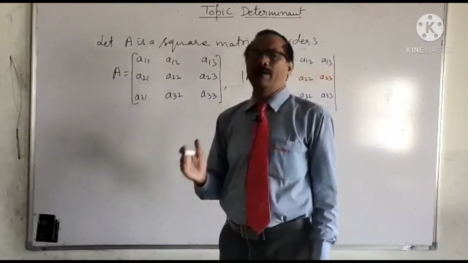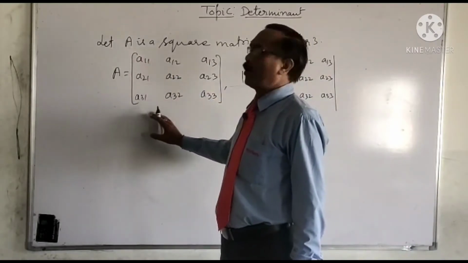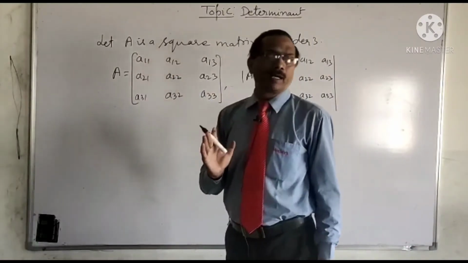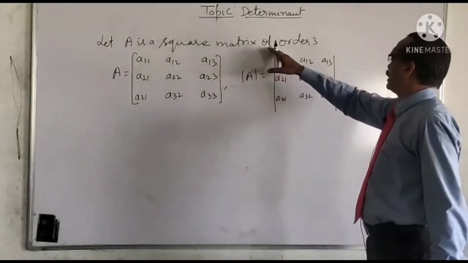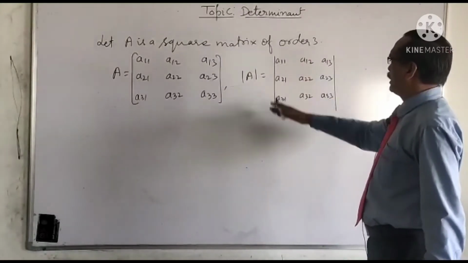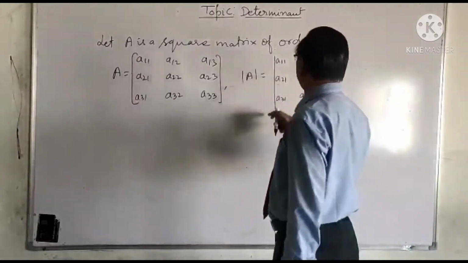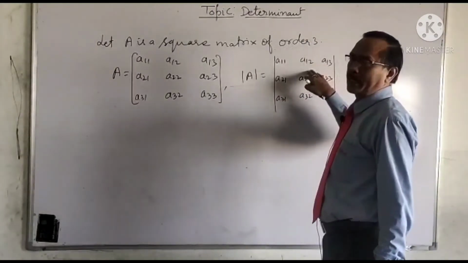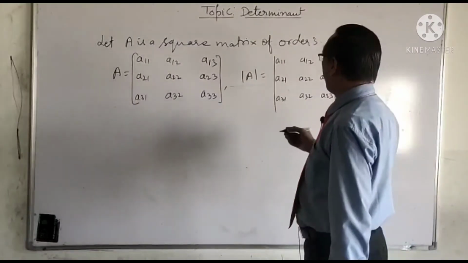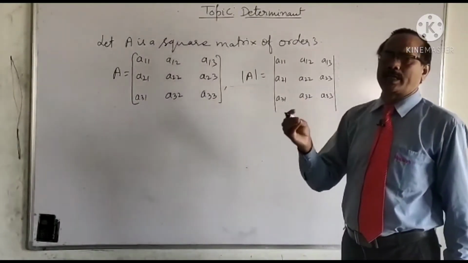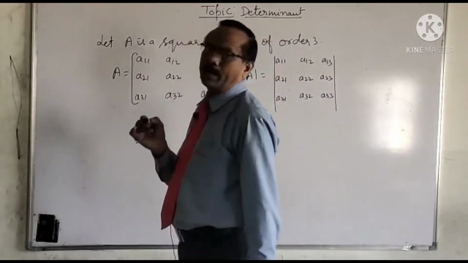When we write the matrix, we arrange the numbers in a square bracket or any other bracket. But when we write the determinant, we write the numbers in vertical lines, and all the elements are arranged in these vertical lines. Now we will obtain the number associated with this matrix. It is one of the methods.